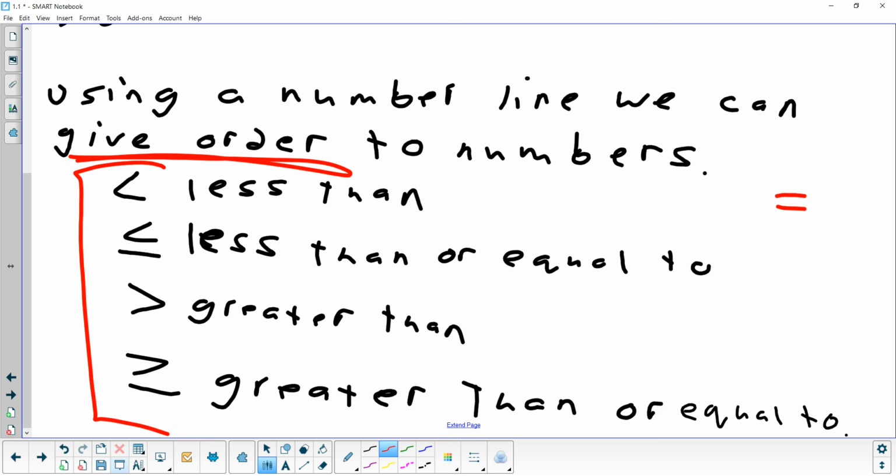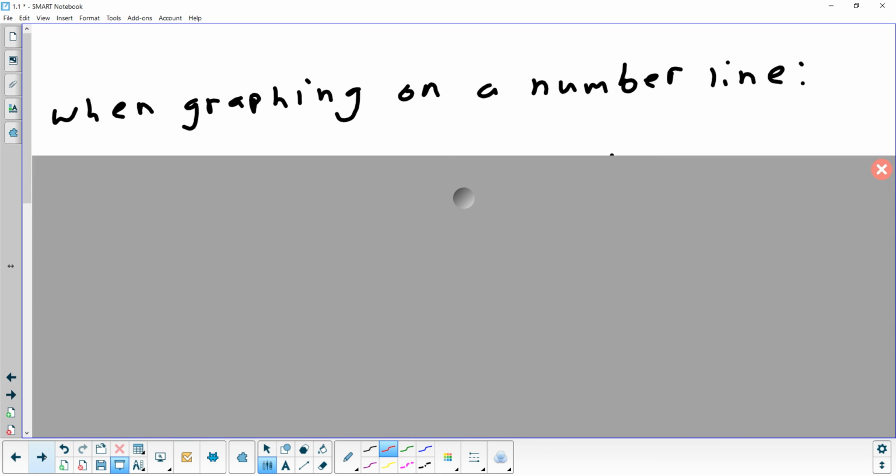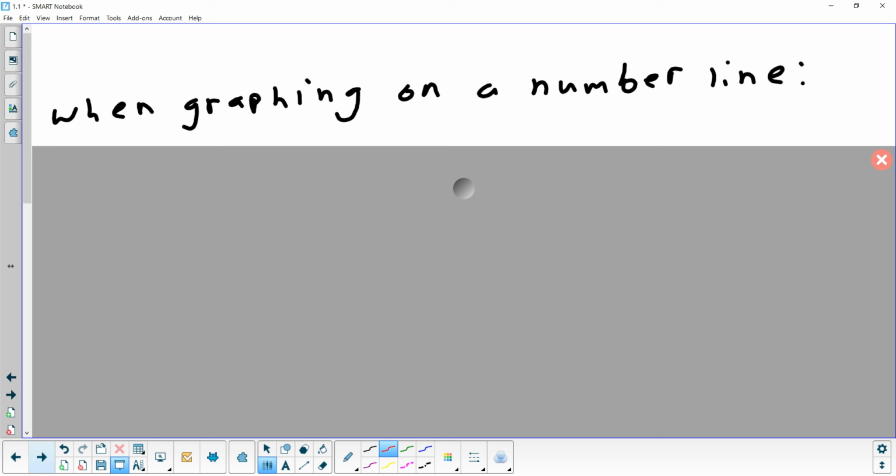So we'll talk a little bit about when we're graphing on a number line, how do we do it? Like if I wanted you to graph x is less than or equal to 5, I'll show you how to do that. There are two kinds of marks. When we want to mark the number that we're going to graph, there's two kinds of circles we can use. Does anyone remember the names of the two options we have for circles?